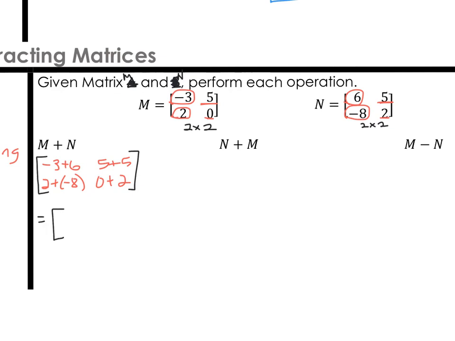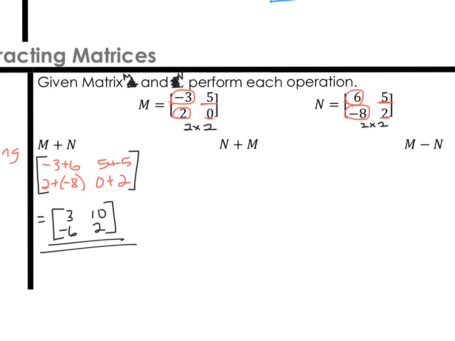Negative 3 plus 6 is positive 3. 5 plus 5 is 10. In the second row, 2 plus negative 8 is negative 6, and then 0 plus 2 is 2. And that is your addition matrix for M plus N.